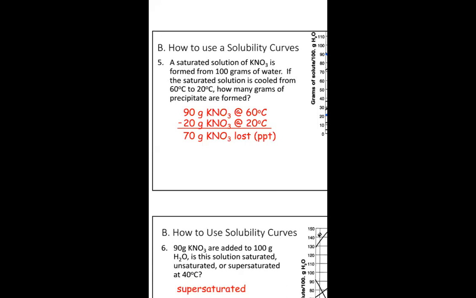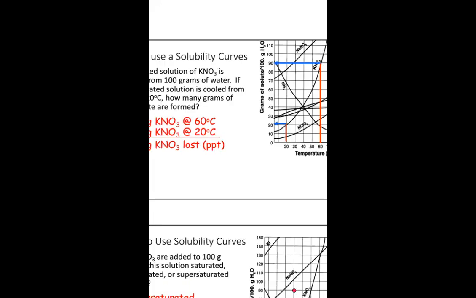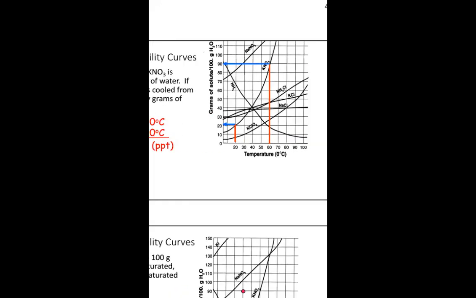So the saturated solution is from 60 degrees Celsius to 20 degrees Celsius, and we want to know the mass of precipitate formed. So you come to the graph, you locate 60 degrees Celsius, you move up to KNO3 because that's the salt in question, then you link it to the y-axis. That gives you 90 grams. So the mass of KNO3 at 60 degrees Celsius is 90 grams.